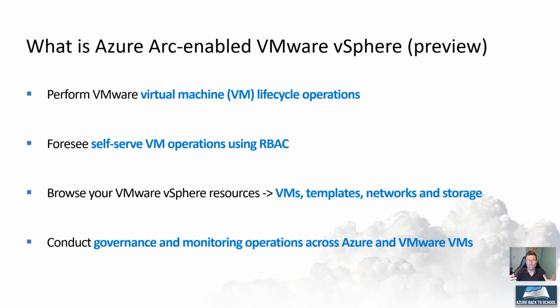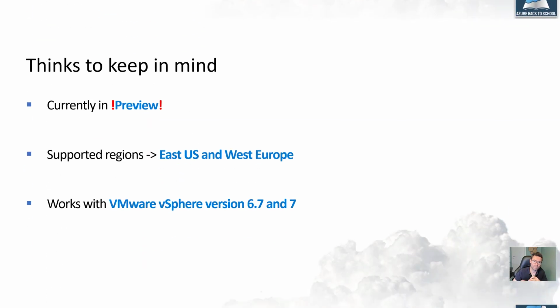Well, just like all other Arc features, it extends Azure governance and management capabilities, but now for your VMware vSphere infrastructure. In this way, you can, for example, foresee self-serve VM operations using RBAC, browse all your VMware vSphere resources, like your VMs, templates, network, and even storage. And by enabling guest management, you can perform monitoring and governance operations across your VMware and Azure VMs.